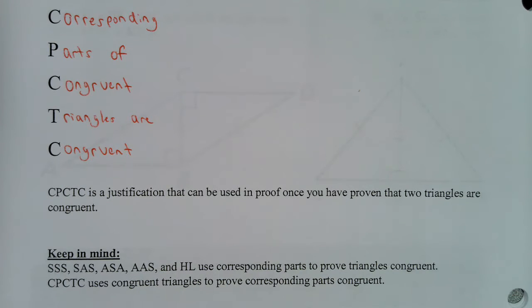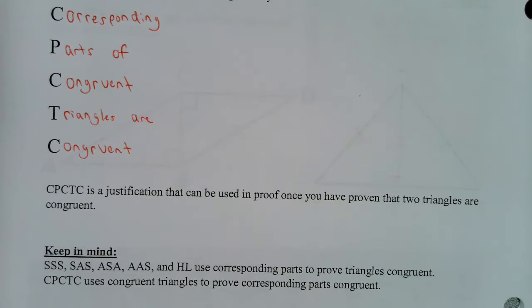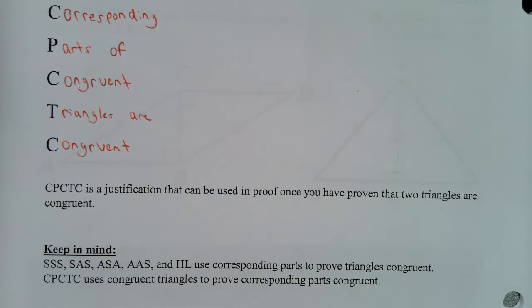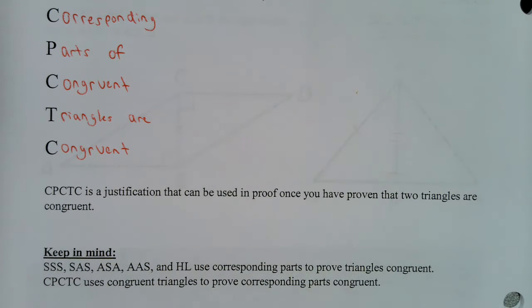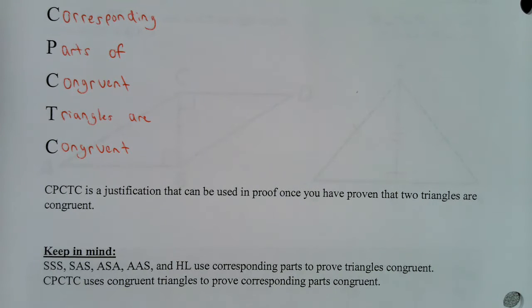So keep the following in mind: side, side, side, side, angle, side, angle, side, angle, angle, and hypotenuse leg. Those are used to prove that 2 triangles are congruent. CPCTC is what you use after you prove the triangles are congruent, and you use CPCTC to show that 2 angles are congruent or 2 sides are congruent. Think back to the very first example we did in this unit, where I gave you a problem like triangle ABC is congruent to triangle DEF, and I said write the 6 parts that are congruent. That's what CPCTC is.